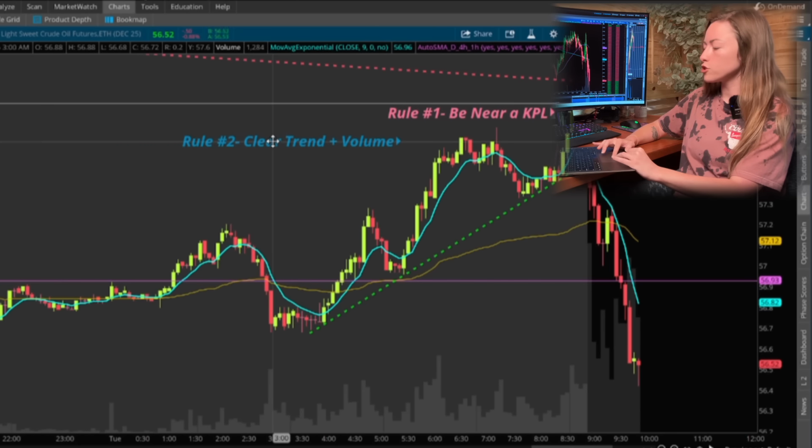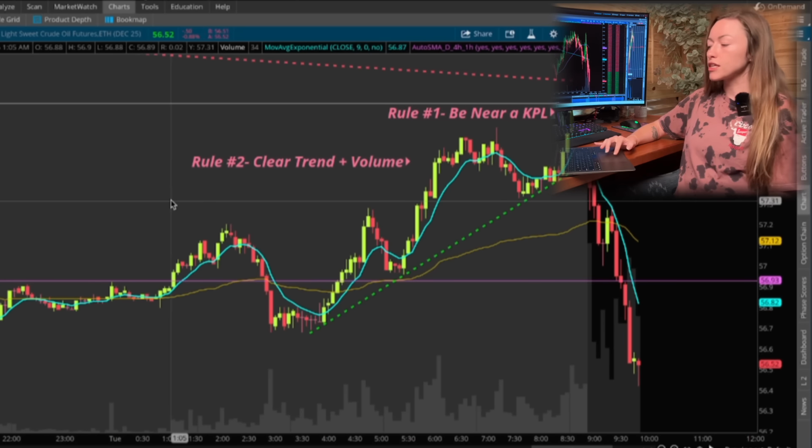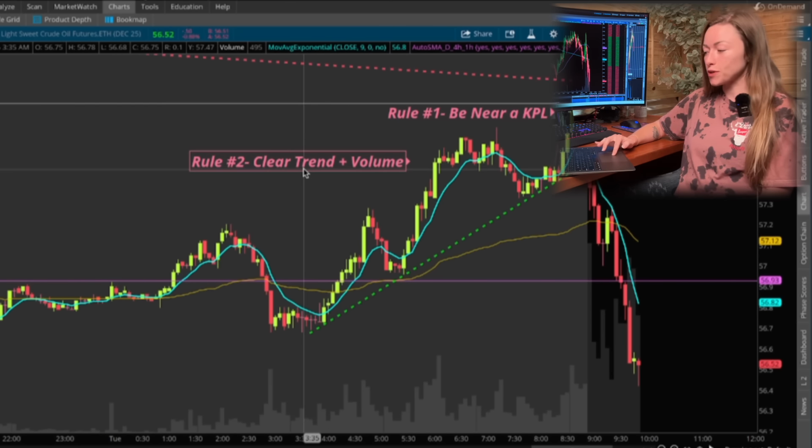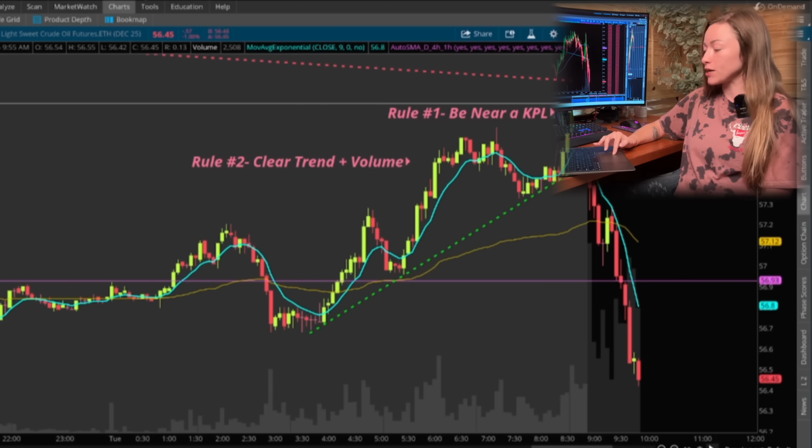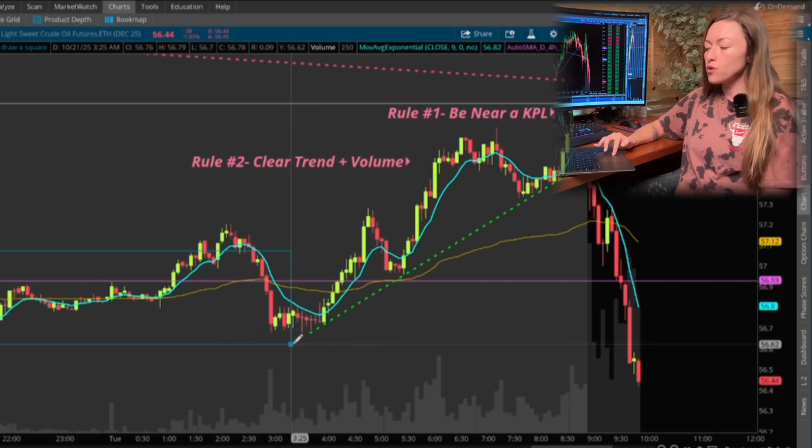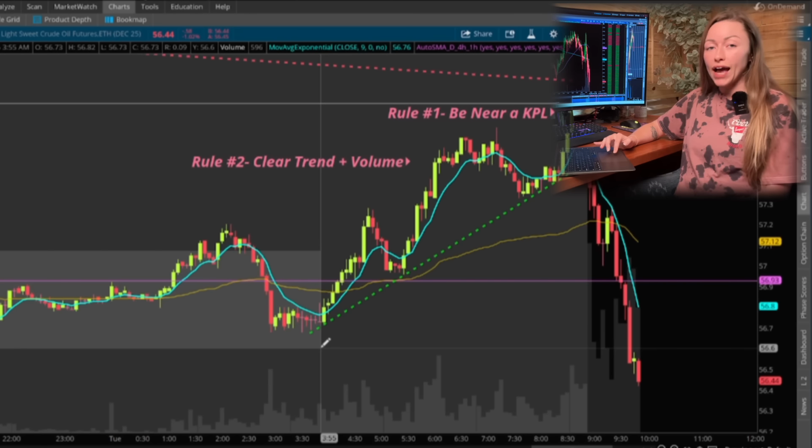Okay, rule number 2 is going to be have clear trend and volume. So one of the most important parts of being able to take a trend reversal is to what? Have a trend in the first place. So many times I see traders trying to take reversals when we are stuck in like this range that you can see in pre-market here. And there's no clear trend to even take a reversal off of. So you need an actual clear trend to take a reversal off of a trend.